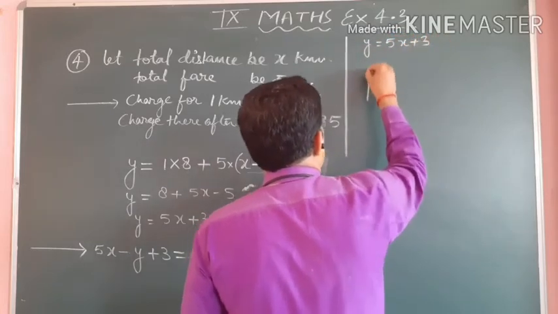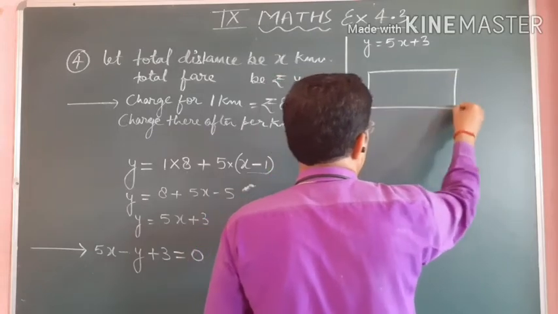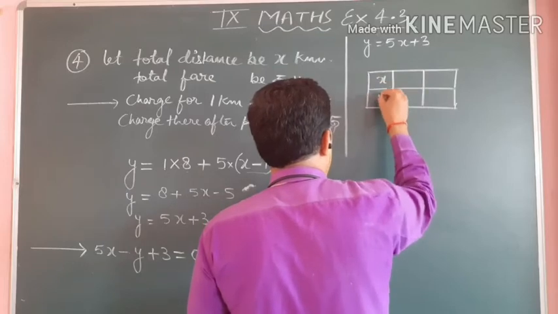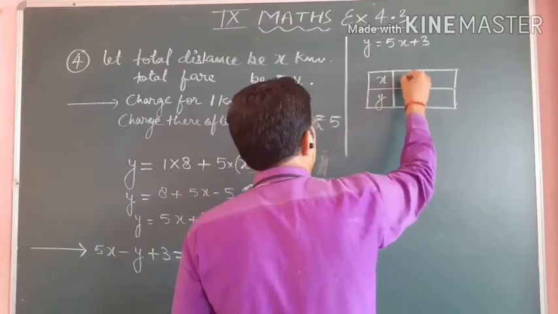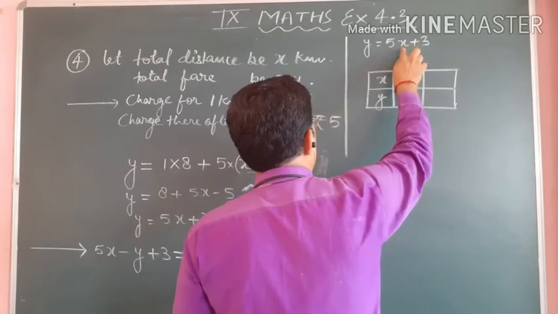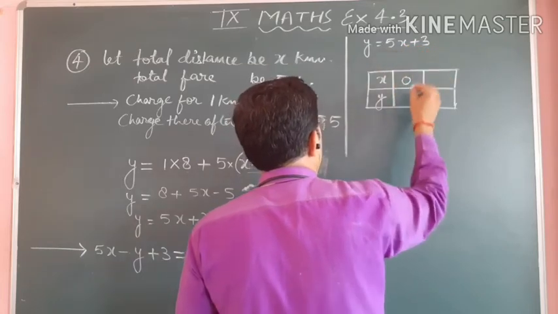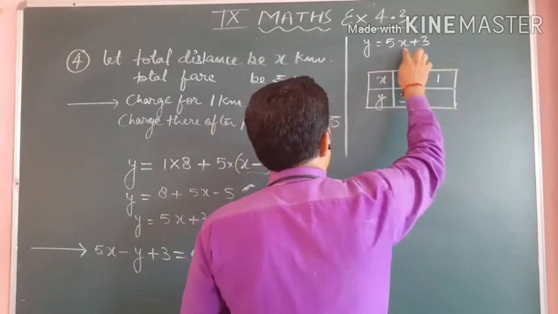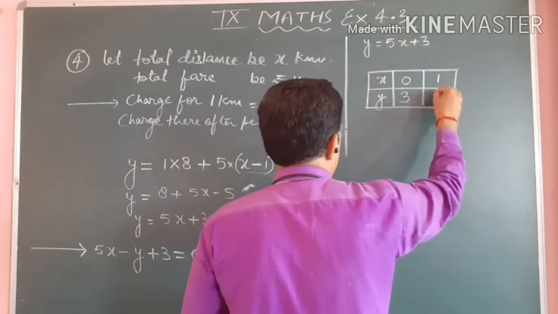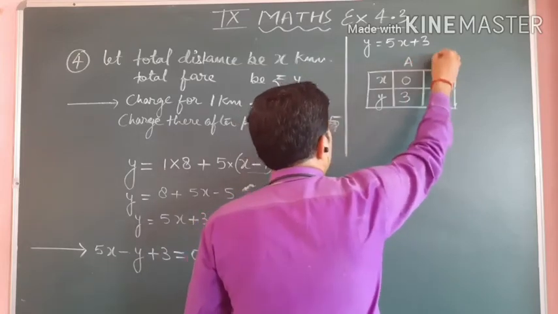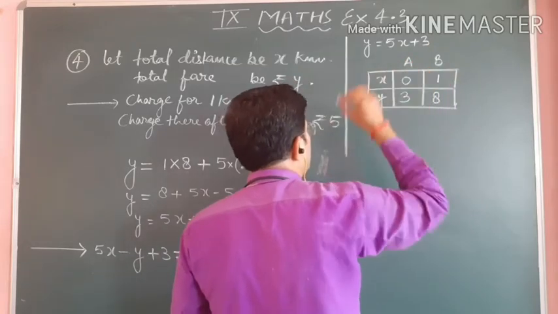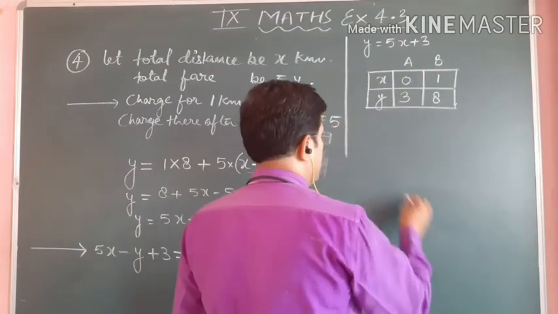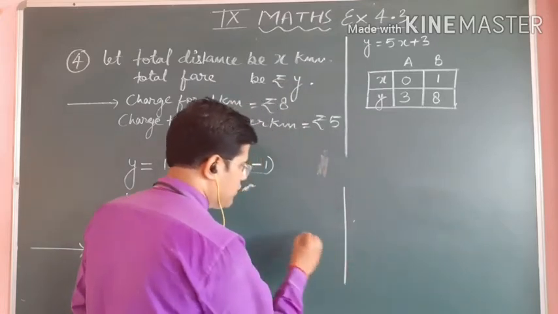So make a table. Okay students, now make two coordinates. Firstly, put x equal to 0. Then 5 into 0 is 0, and 3, so y remains 3. Now put x equal to 1. Then 5 into 1 is 5, and 3, 8. So put these two coordinates. The first coordinate is named A (0, 3) and the second coordinate is named B (1, 8). And we have to put these coordinates on this graph.